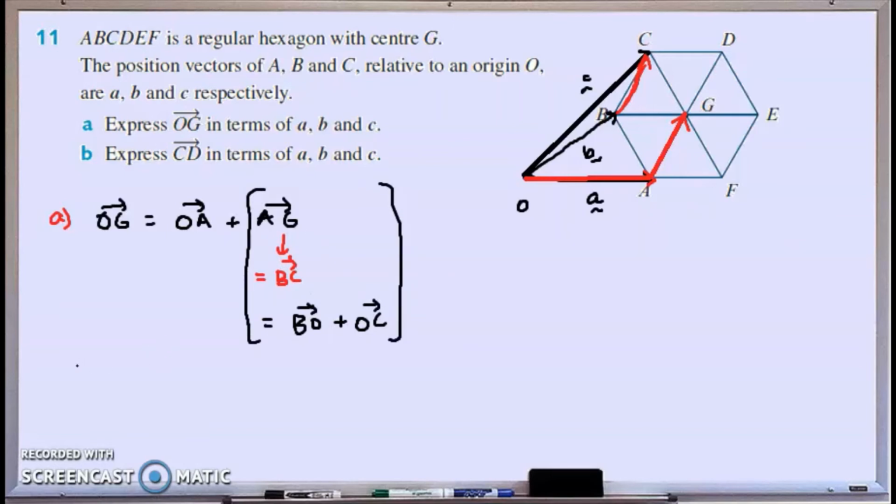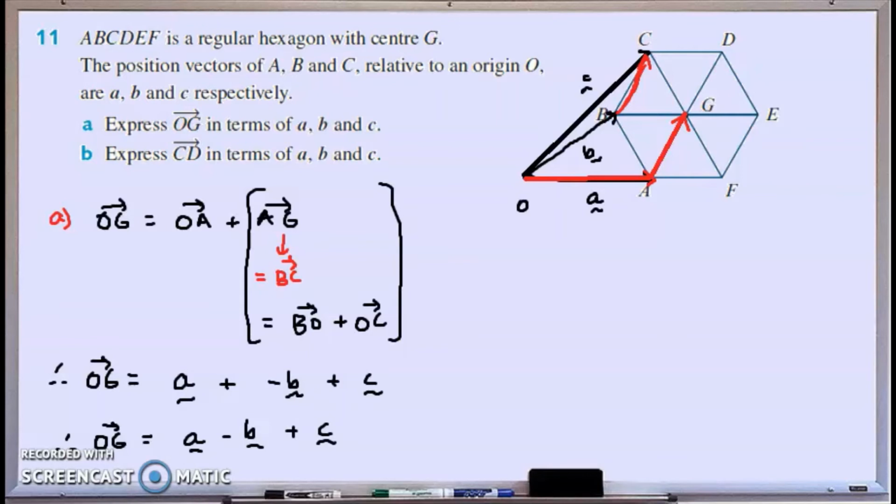So this is all our same vector. These are all equal. So therefore, from O to G, that equals from O to A, and we know that's vector A, plus from B to O, well, that is the negative of vector B, plus from O to C, which is the positive of vector C. So therefore, my vector OG will equal A minus B plus C.